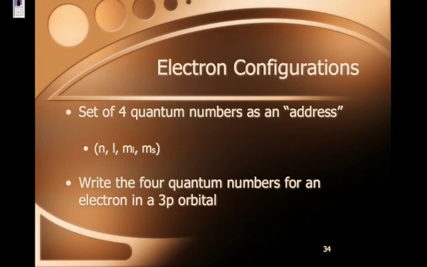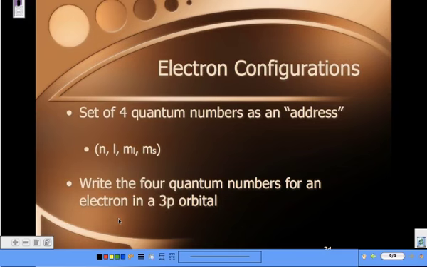Okay, so today we're going to look at electron configurations. Each electron has its own address or set of 4 quantum numbers. We write them in this format where you have n, l, ml, and ms in parentheses, in that order. So if we want to write a possible set of quantum numbers for an electron in a 3p orbital, let's write down what is n?